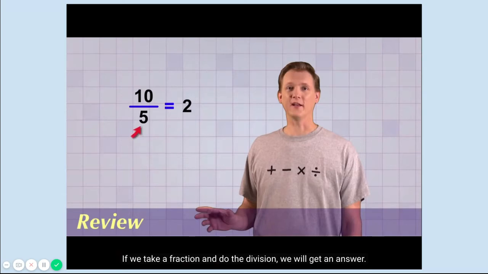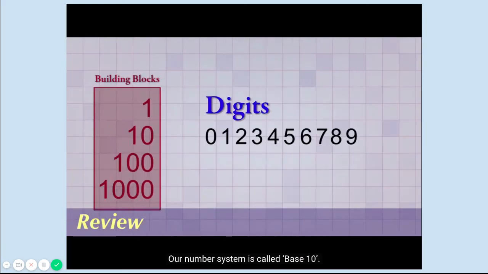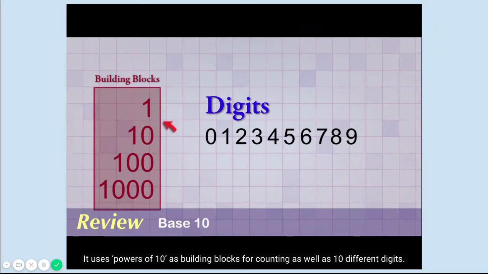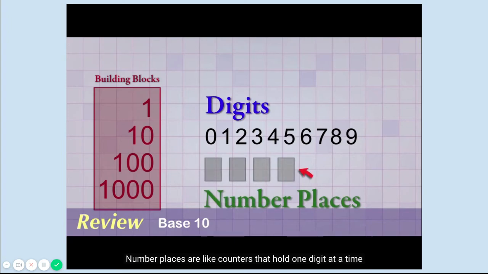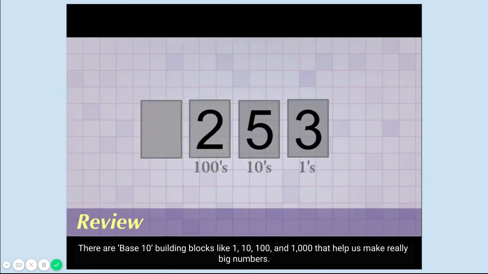If we take a fraction and do the division, we'll get an answer. And that answer is called the value of the fraction. Our number system is called base 10. It uses powers of 10 as building blocks for counting, as well as 10 different digits. Number places are like counters that hold one digit at a time and help us count how many of each base 10 building block a number is made of. There are base 10 building blocks, like 1, 10, 100, and 1,000, that help us make really big numbers.